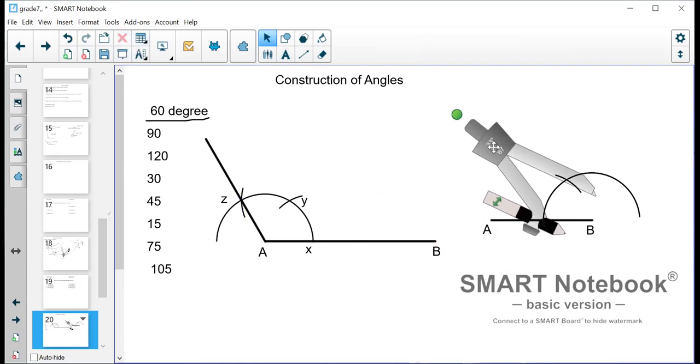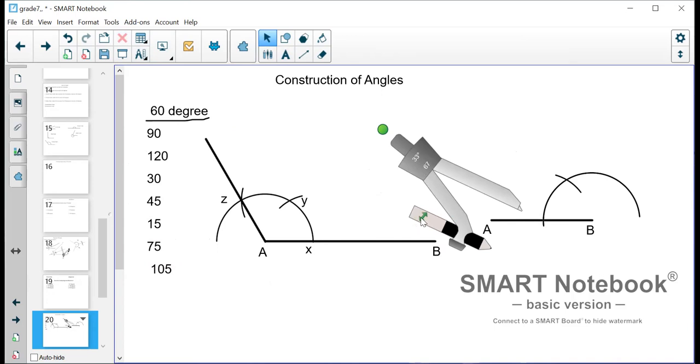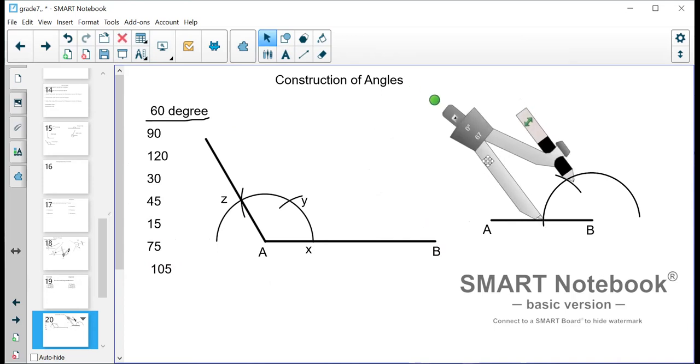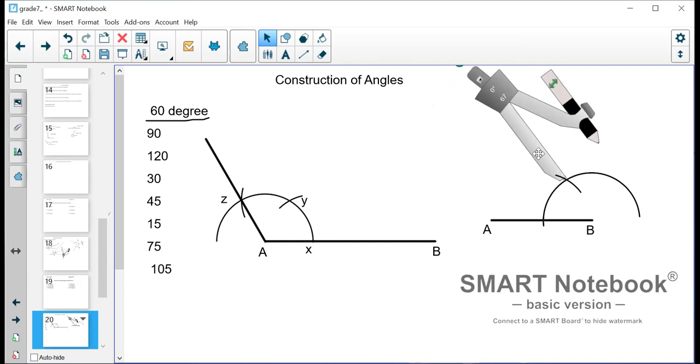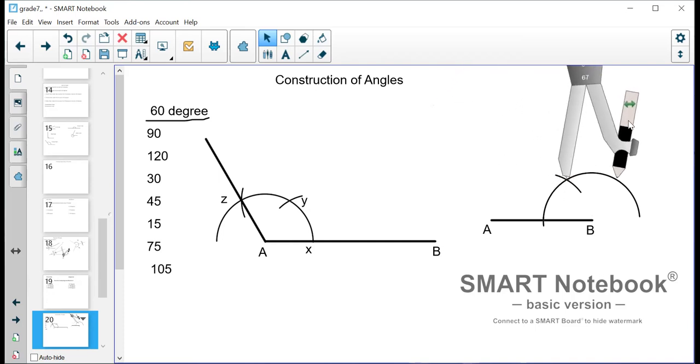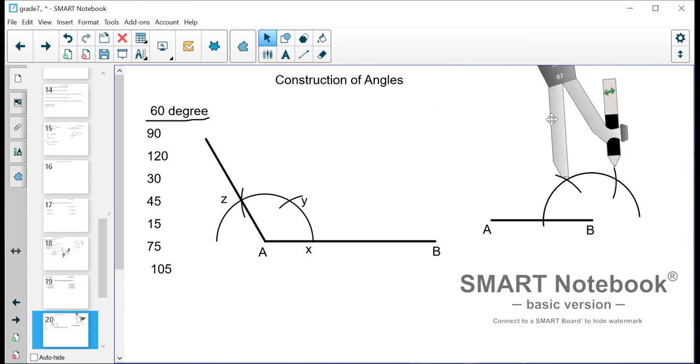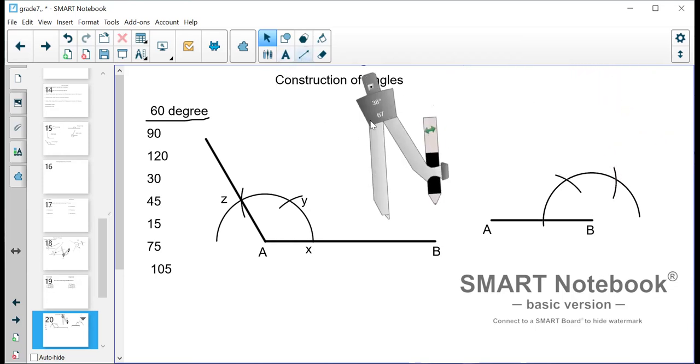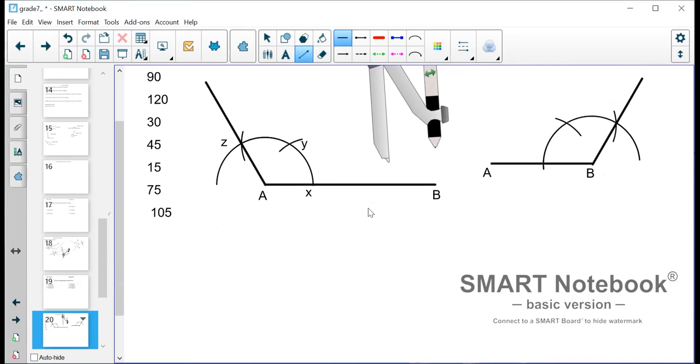Good. Now, similarly, if you want to construct this angle from B, you do the same thing. Draw the line, come from B, draw the arc. With the same length, you draw the second arc, and then with the same length, you draw the third arc. After which, you draw a line through this second intersection, and that would give you an angle of 120 degrees. It's very simple.